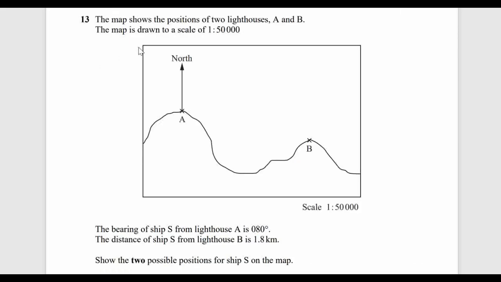Alright, now we are in question 13. The map shows the position of two lighthouses A and B. The map is drawn to a scale of 1 to 50,000. The bearing of ship S from lighthouse A is 080 degrees. The distance of ship S from lighthouse B is 1.8 kilometers. Now show the two possible positions for ship S on the map. 10 seconds from now.